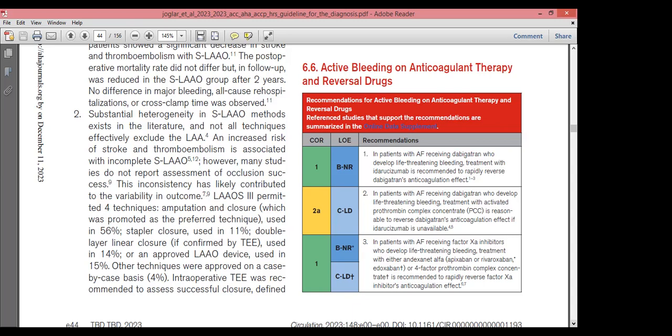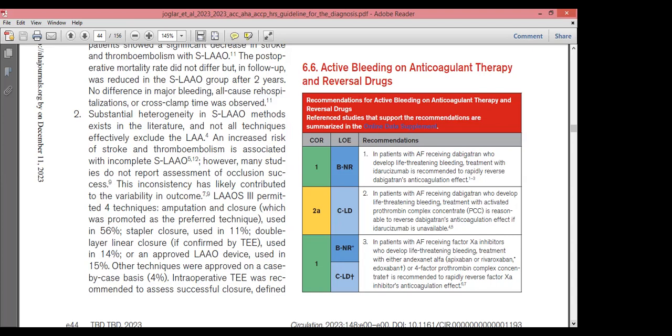Then I'm going to 3 first, please. In patients with AF receiving activated factor 10 inhibitors who develop life-threatening bleeding, treatment with either andexanet alfa or 4-factor prothrombin complex concentrate is recommended to reverse the anticoagulant effect. So for patients who are receiving activated factor 10 inhibitors, that's apixaban, rivaroxaban, and edoxaban, to reverse the bleeding, we can either use andexanet alfa or we use 4-factor prothrombin complex concentrates. These two are class 1.